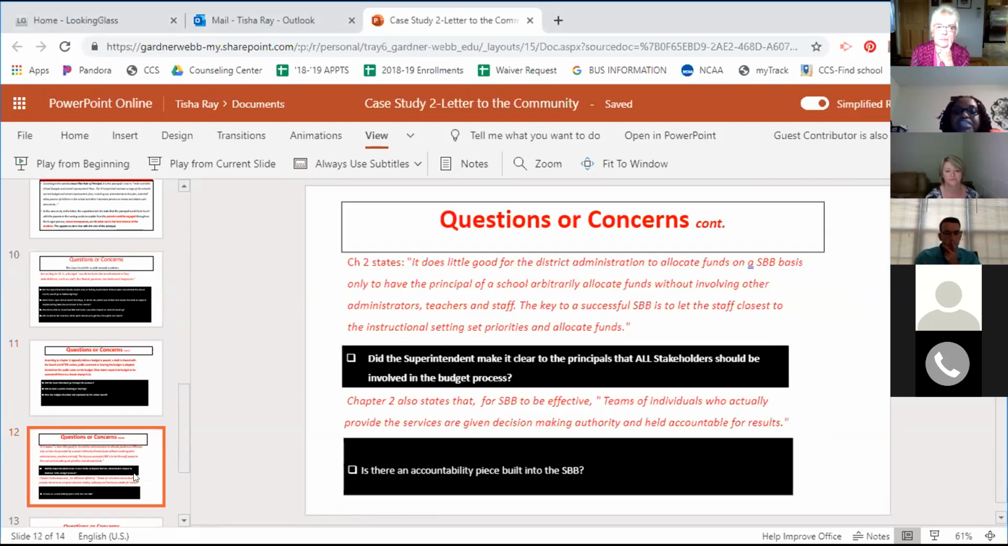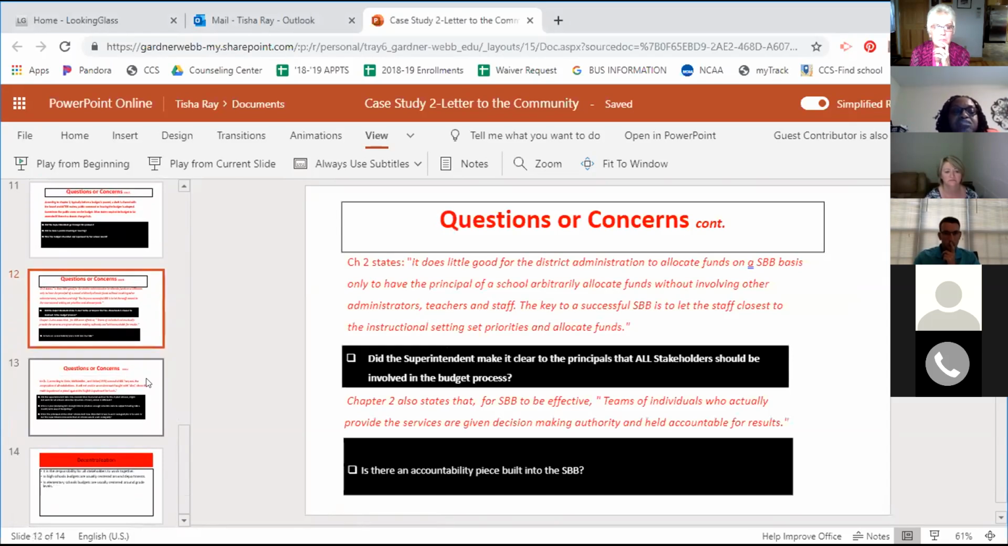Chapter 2 states it does little good for the district administration to allocate funds on a SBB basis, only to have the principal of a school arbitrarily allocate funds without involving other administrators, teachers, and staff. The key to a successful SBB is to let the staff closest to the instructional setting set priorities and allocate funds. Question was, did the superintendent make it clear to the principals that all stakeholders should be involved in the budget process? Chapter 2 also states that teams of individuals who actually provide the services are given decision-making authority and held accountable for the results. Question, is there any accountability piece built into the SBB?